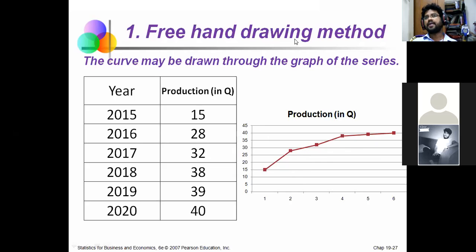So this is the freehand drawing method. This is very simple. Is it clear? Sravani, Durga Prasad, and others. Supraja, is it clear? Hello? Sir, clear, sir.